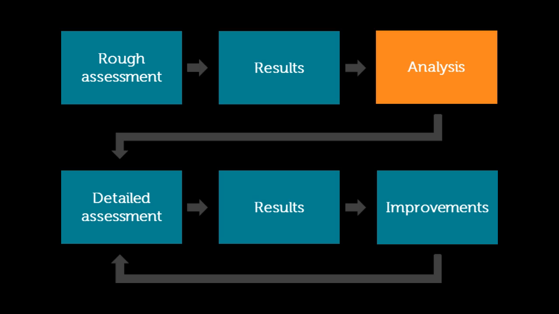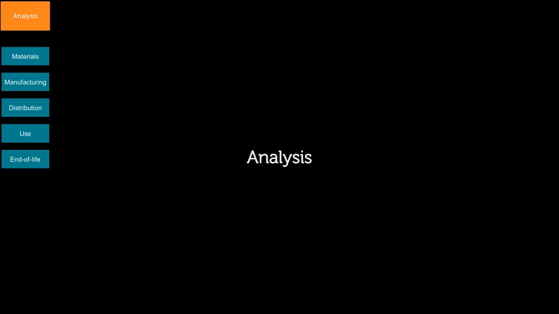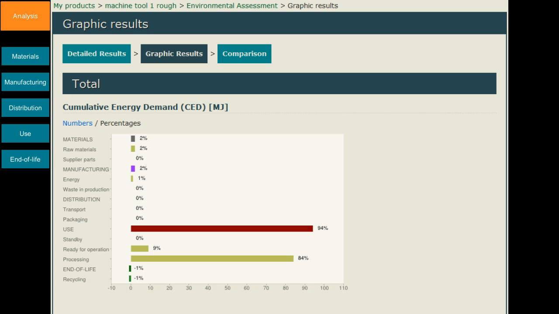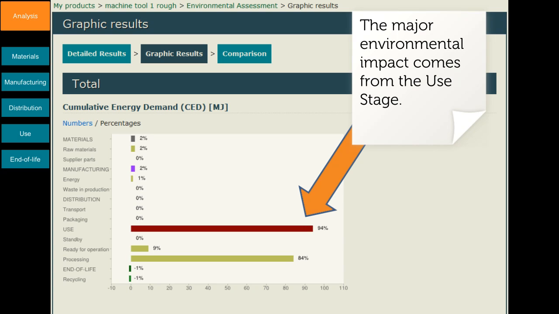In the analysis, we try to understand the results and draw conclusions for the further steps. Analysis. It can be clearly seen that the major environmental impact comes from the use stage. Typically, a machine tool is a use-intensive product.